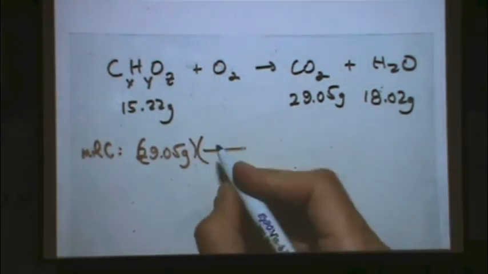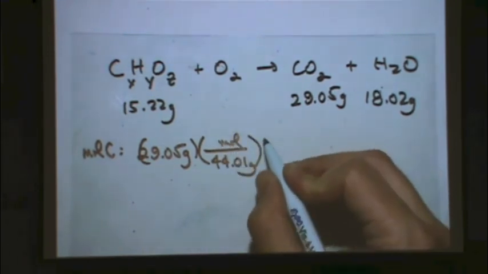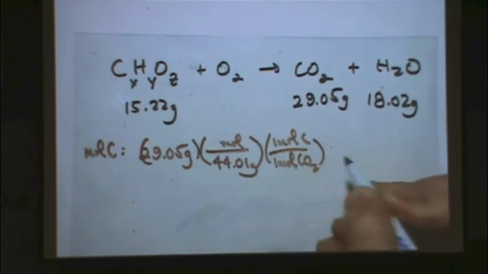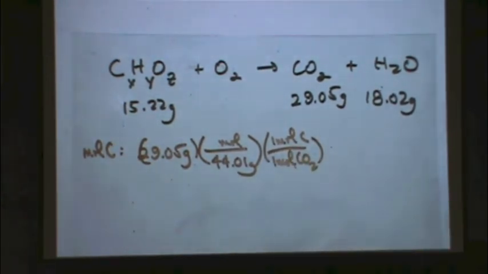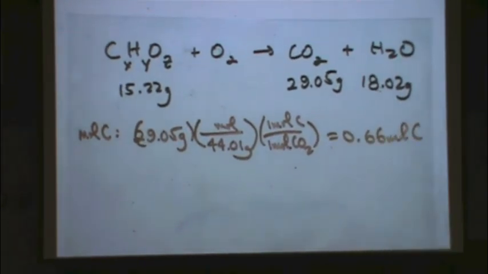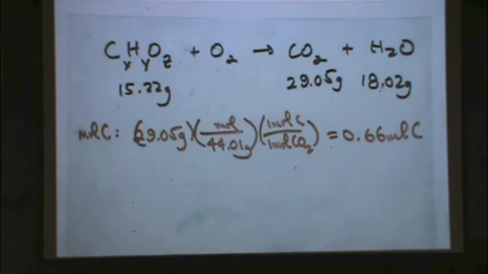So multiply this by the molar mass of CO2, 44.01 grams per mole, mole on top, and then there's one mole of carbon for every one mole of CO2, meaning there's one carbon atom in there. This turns out to be 0.66 moles of carbon. For these kinds of problems, if I'm being asked about the empirical formula, the sig figs won't matter too much. Really though, there's four digits here, so I should have four digits in my answer.